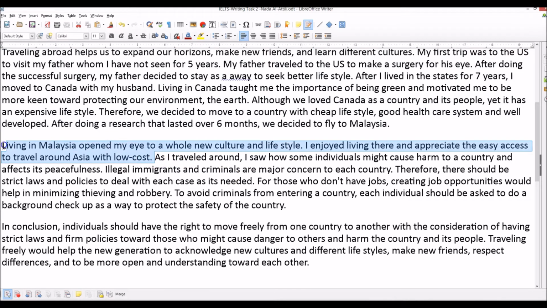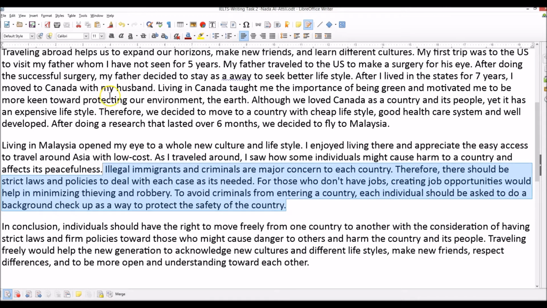Again, not really answering the question yet. Some individuals might cause harm. Now it's talking about some of the drawbacks. Therefore, there should be strict laws and policies, but what kind of policies? To allow people in or not to allow people in, or check on criminals, or what? For those who don't have jobs, creating job opportunities. So this is kind of addressing the question now.